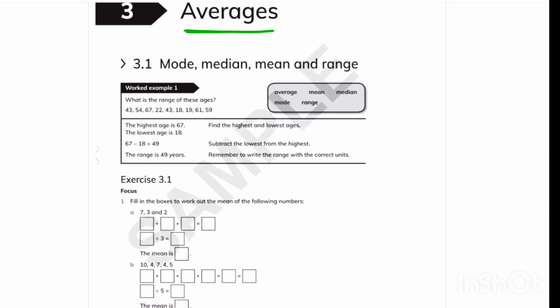Chapter 3 is about averages. There are three methods to find average: mode, median, and mean. Do you know why we find average? What is the purpose of finding an average? It helps us to find a single value that represents the whole set of numbers.